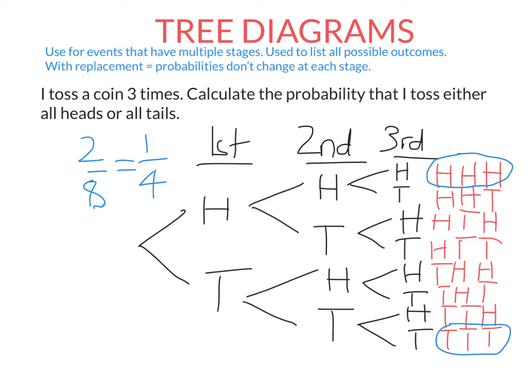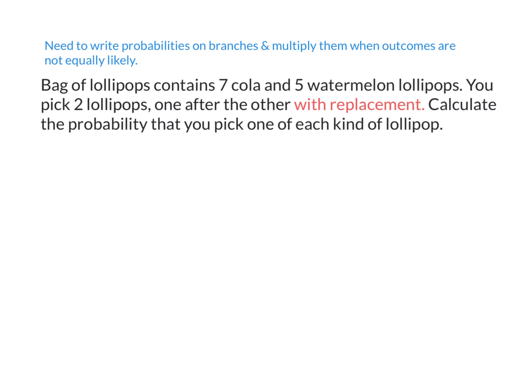All right, let's now look a bit more at what we meant by with replacement. That first example was all well and good because each of the outcomes was equally likely. But let's look at an example where they're not equally likely.